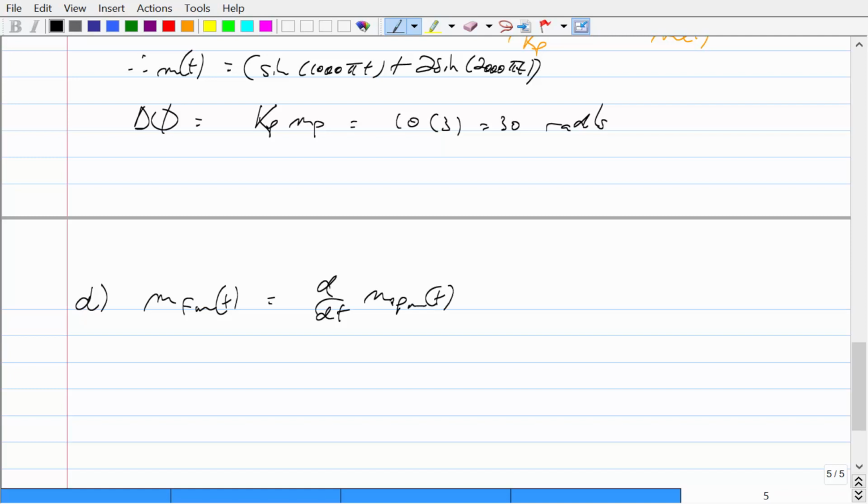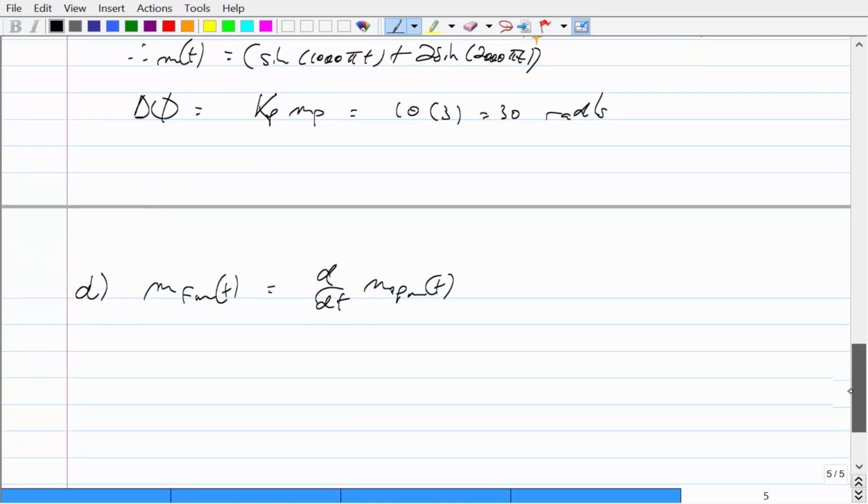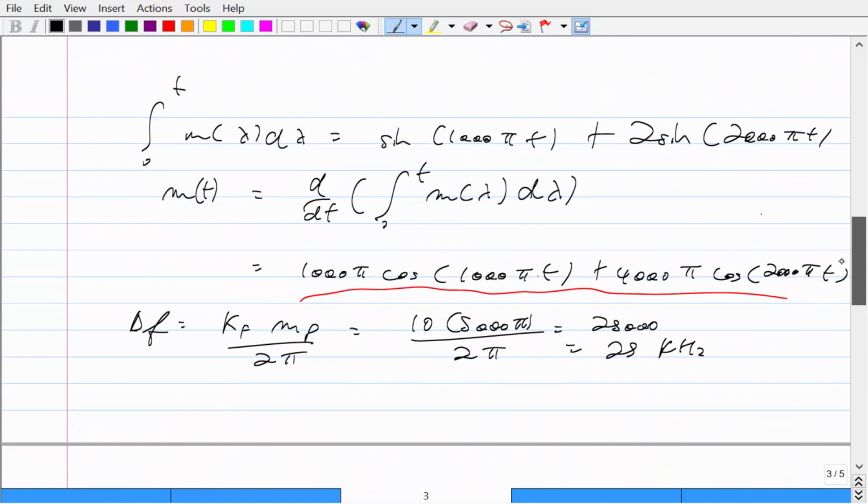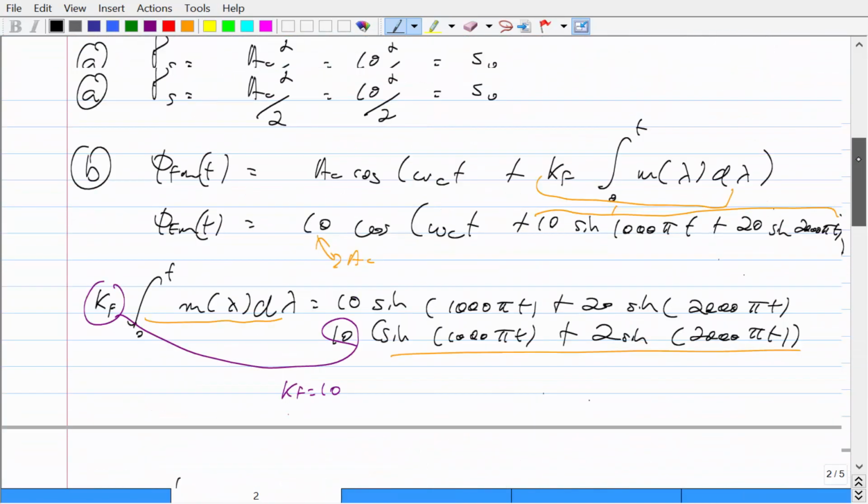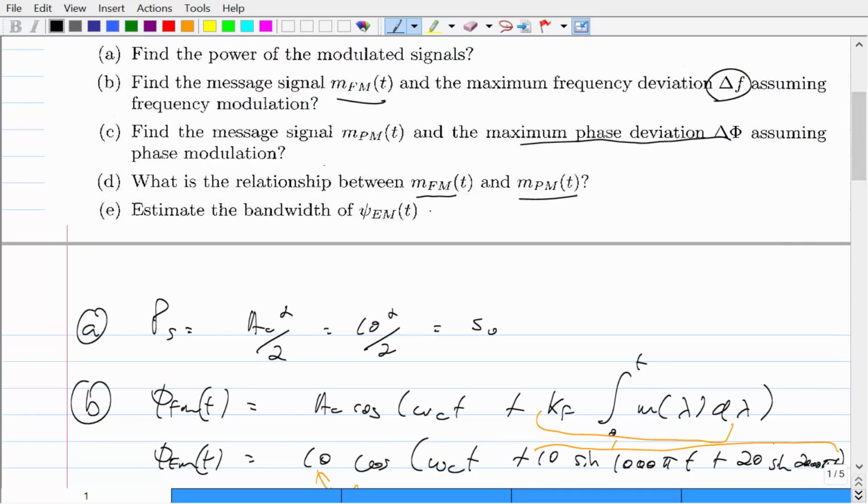Okay, and then you can do a similar relationship where the message phase is just the integral of the frequency. It doesn't matter, but that's one relationship you can use, or you can use the integral relationship as the other. Okay, so estimate the bandwidth. If they don't ask you, you're going to use Carson's rule. That is the standard assumption. So if I say estimate the bandwidth, if it's not given to you, you're going to use Carson's rule.